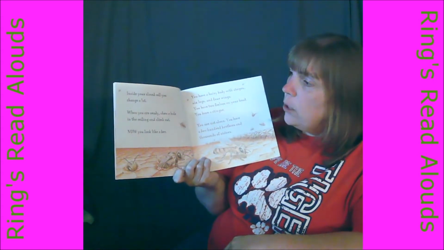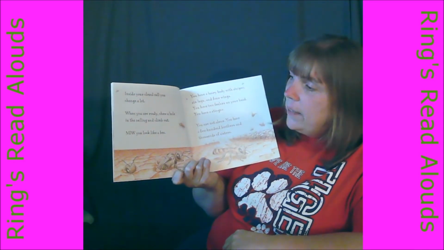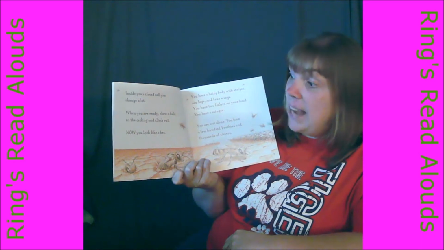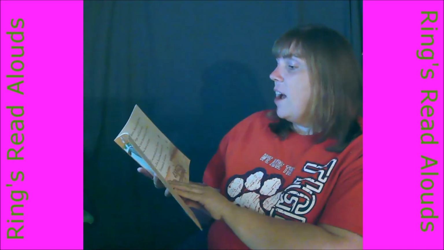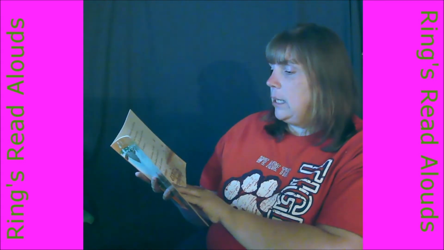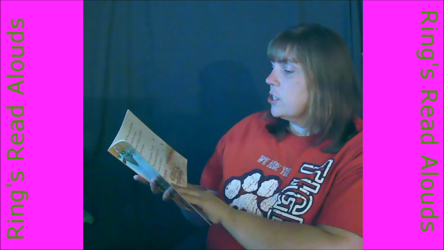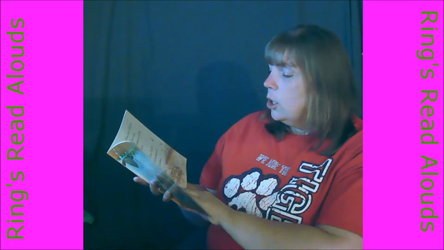Inside your closed cell, you change a lot. When you are ready, chew a hole in the ceiling and climb out. Now you look like a bee. And so this is the bee crawling out right there. He's crawling out of his cell. You have a hairy body with stripes, 6 legs, and 4 wings. You have 2 feelers on your head. You have a stinger. You are not alone. You have a few hundred brothers and thousands of sisters.